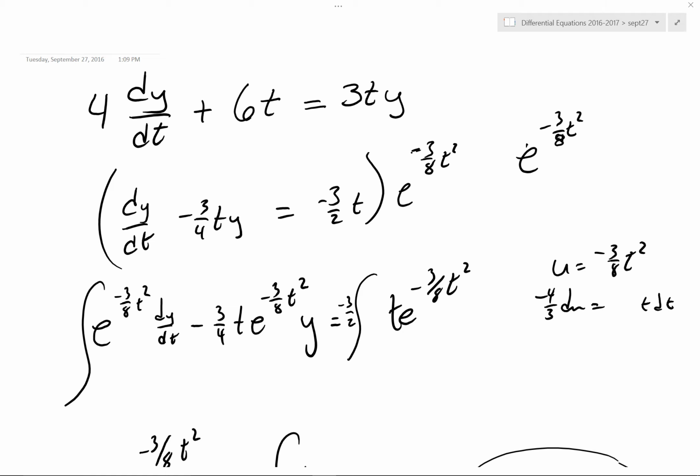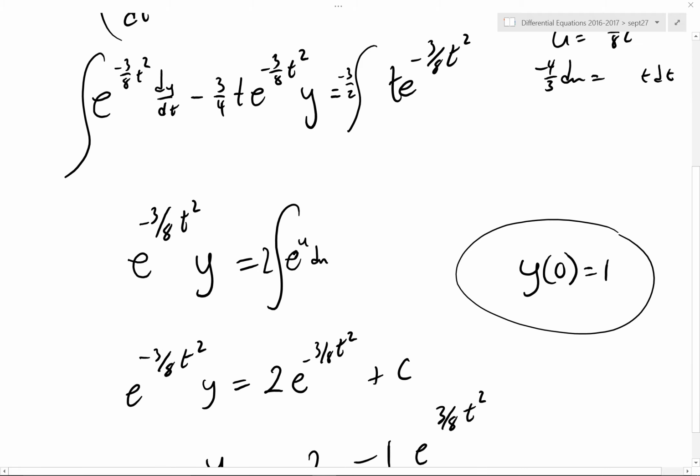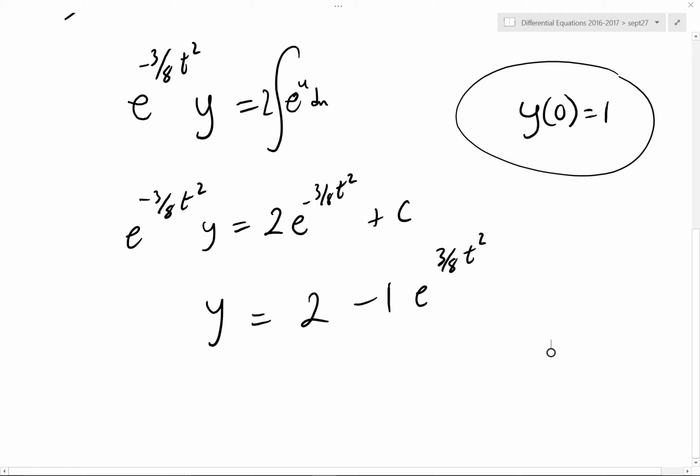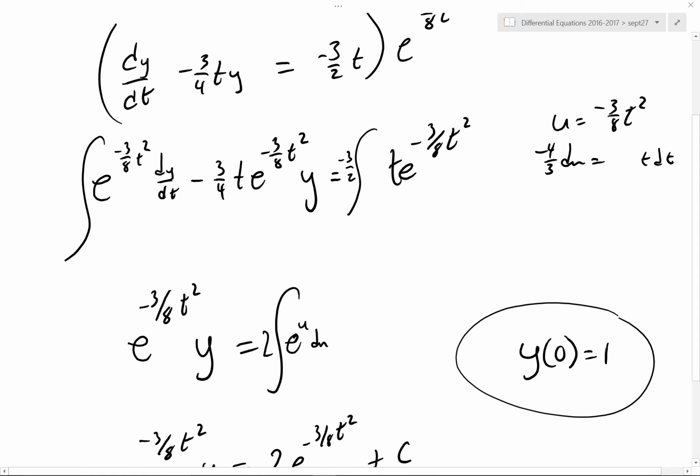But what did y equal in the end? 2 plus, and then in this case, because of this initial condition, it was 2 plus, and then it's going to be 2 minus, right? E to the minus 3. Without an initial condition, no. This is plus c e to the 3/8 t squared. Oh, it's an e to the u. That's not an e to the 4. Yeah, e to the u. Okay. That's what this business here is all about.